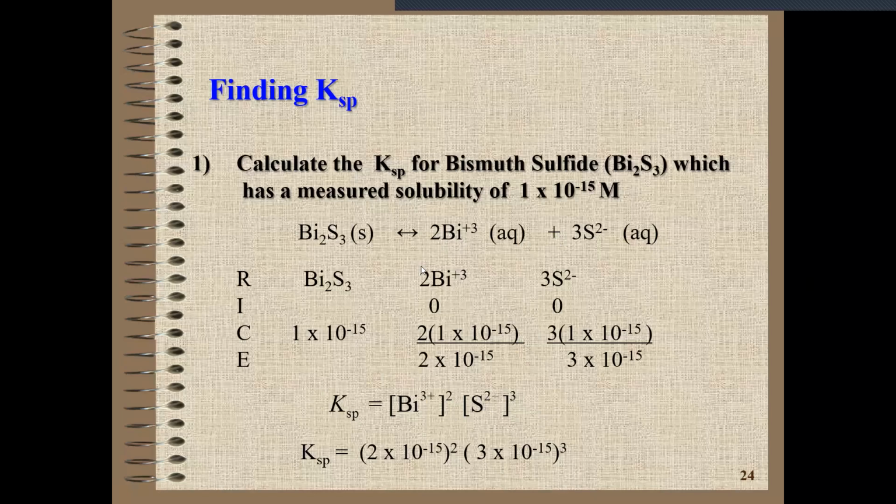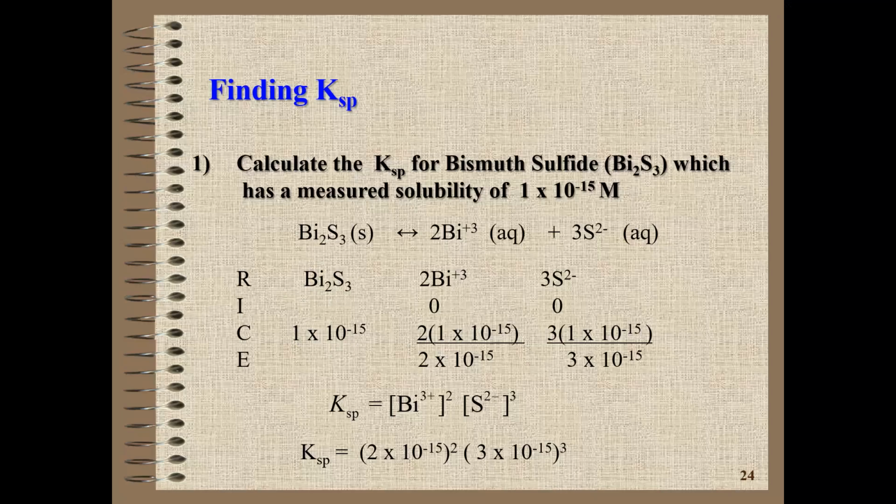Now, you just have to think through what's happening when you dissolve this compound. When you dissolve one of these, you get 2 bismuths and 3 of those. So if this much is going to dissolve from the starting compound, well, you're going to get twice that much and 3 times that much based on the coefficients. So the coefficients come into play 2 times.